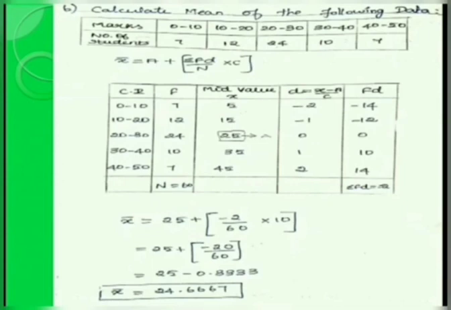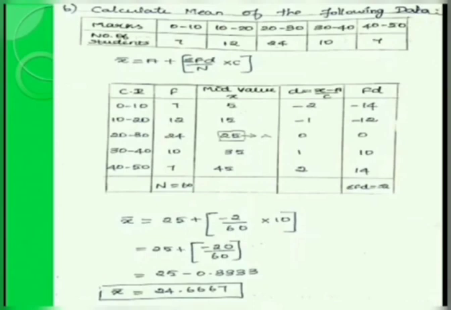After finding mid value X, you have to assume a mean value, which is you have to point out some center value in your mid value X. Here 25 is your center value, so we are taking assumed mean as 25. After finding our X and A, you have to substitute into our D formula. D is equal to X minus A by C. Here we know what is X, what is A, and we have to find what is C.